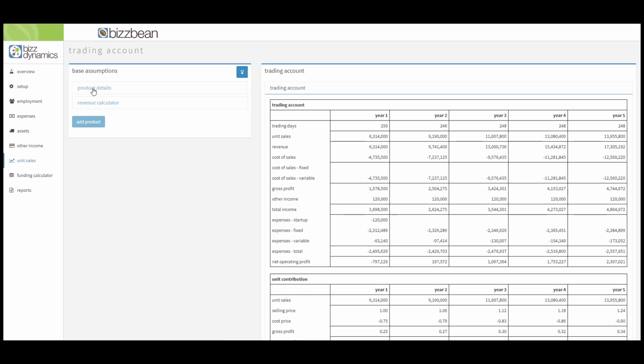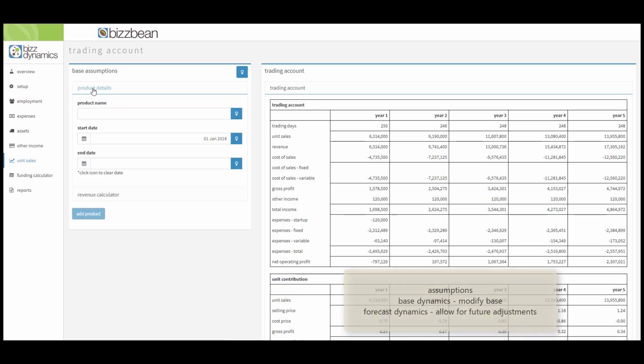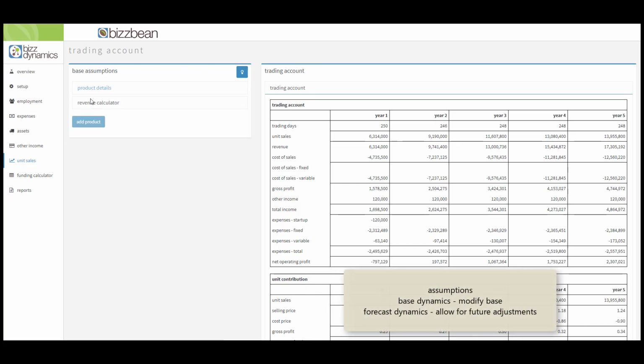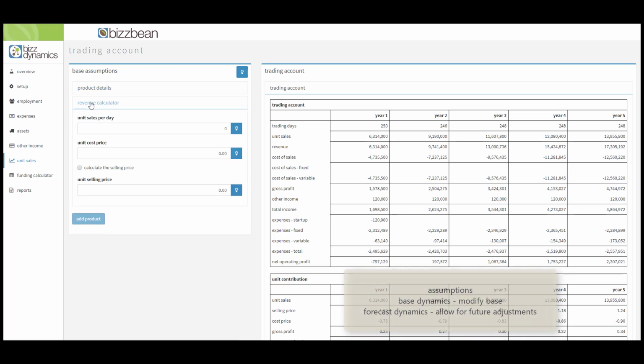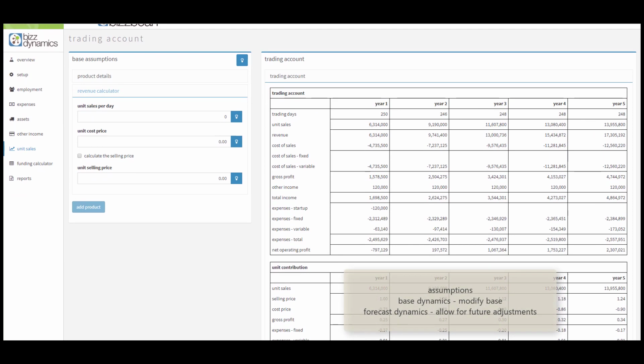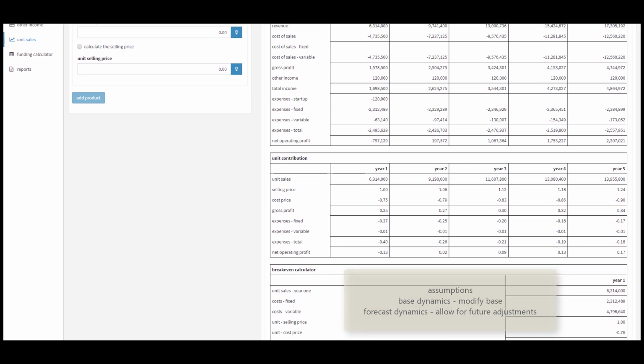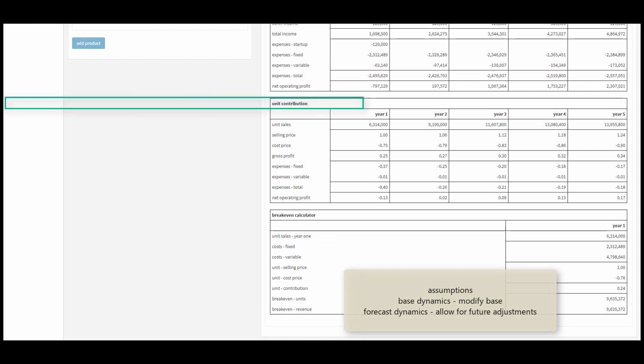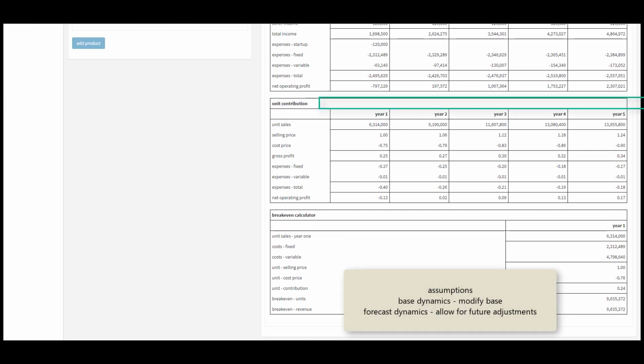This app uses the unit sales module in the Biz Model suite. It has only one item and requires the monthly start base for the number of unit sales and its cost and selling price. These details complete the information required to present a trading account, a unit price recovery calculator, and a break-even calculation.